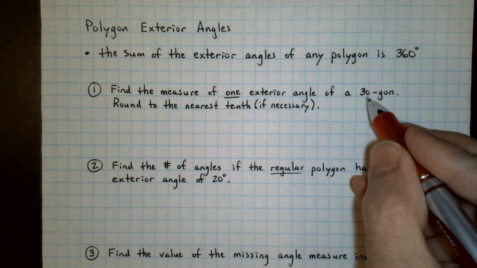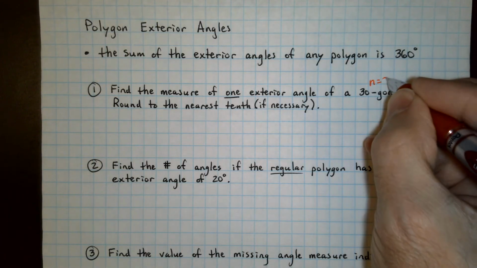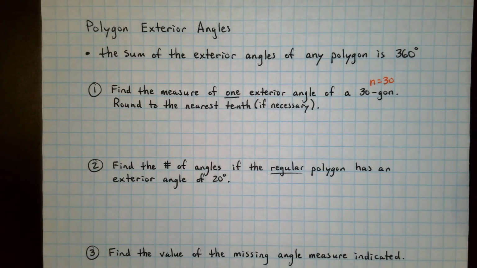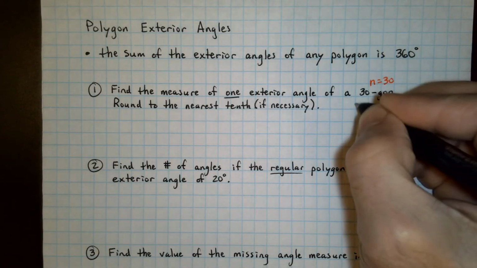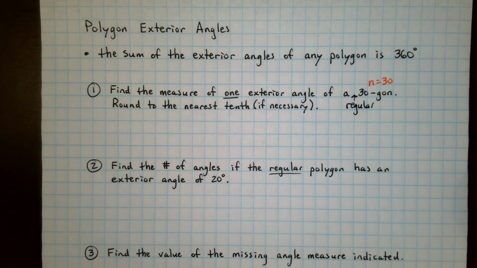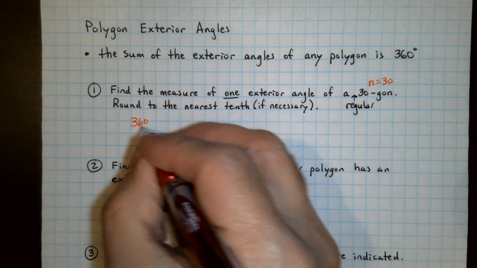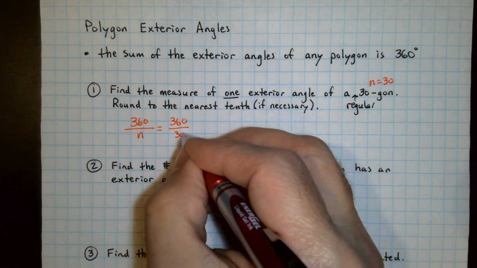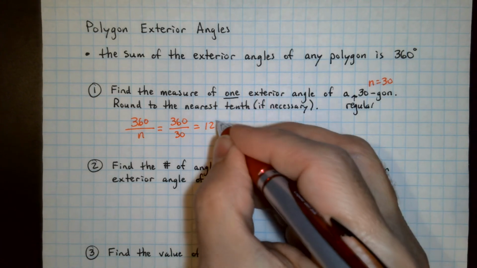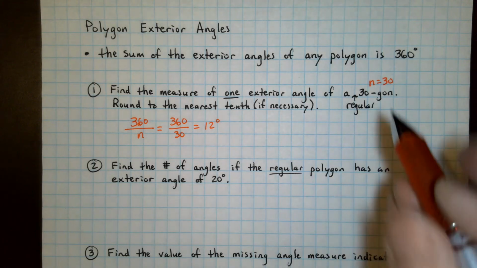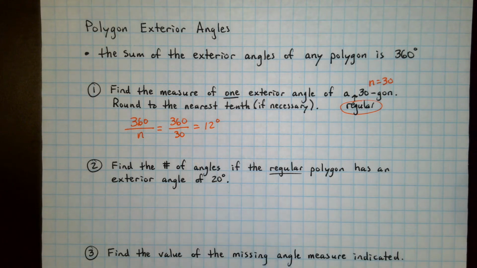If we have a 30-gon, that means n is equal to 30, then we can find the measure of one exterior angle, if it's a regular polygon. So if it's a regular polygon, then the total divided by how many will be 360 divided by 30. That's going to give us 12 degrees. Now sometimes that's going to require us to round it, but in this case one exterior angle of this regular polygon is going to be 12 degrees.